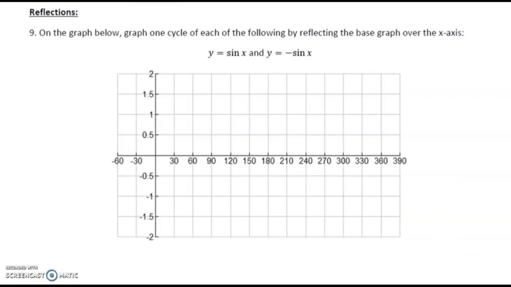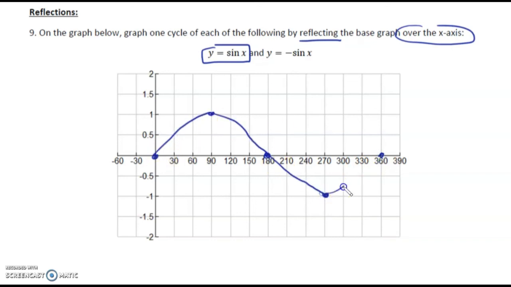Okay, reflections. On the graph below, graph one cycle of each of the following by reflecting the base graph over the x-axis. Our original is sine: 0, 90, 180, 270, 360. Those numbers are going to be ingrained in you. Now, we're going to reflect it. I'm going to be honest, 0 doesn't reflect. If we're looking at these y values, because when we're reflecting over the x-axis either way, we're affecting these y values.